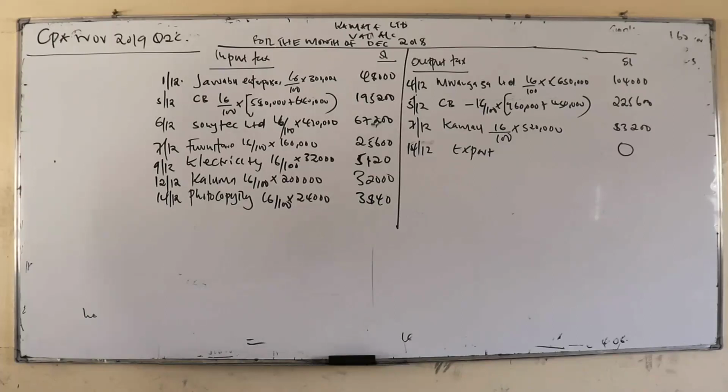Date. On 15th, what happened? Receipts from debtors. Is it sales or money received from debtors? Receipts from debtors, isn't it? When you receive from debtors, it means these people are paying. Debtors are those people you sold to earlier. So you had already accounted for VAT when you sold to them.